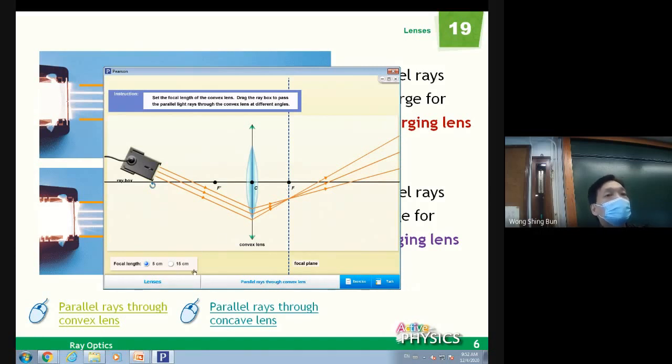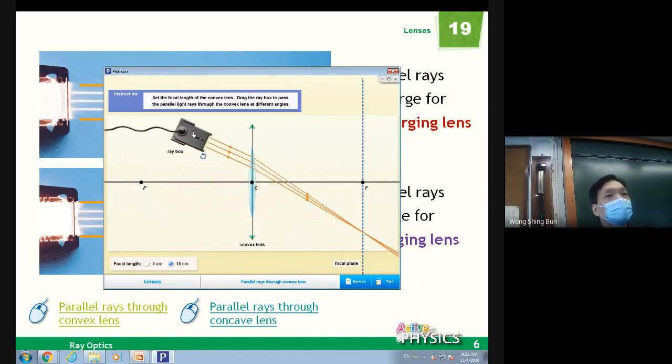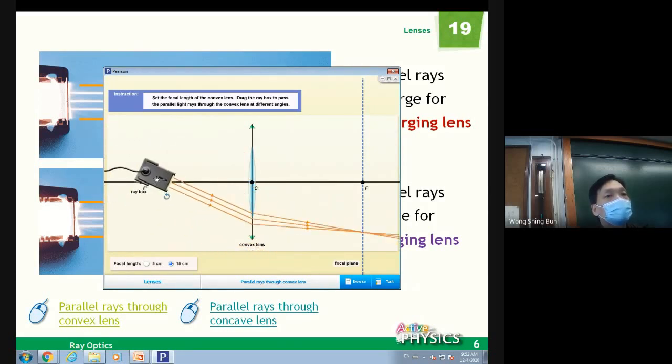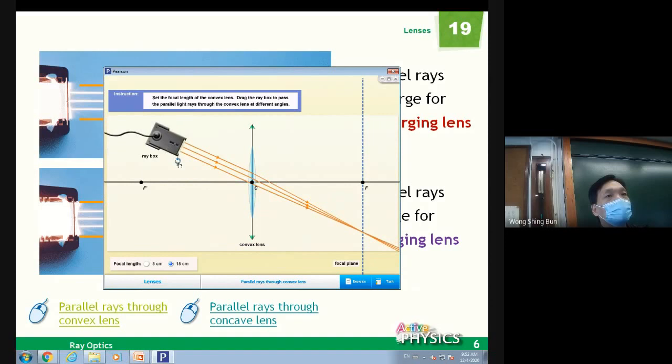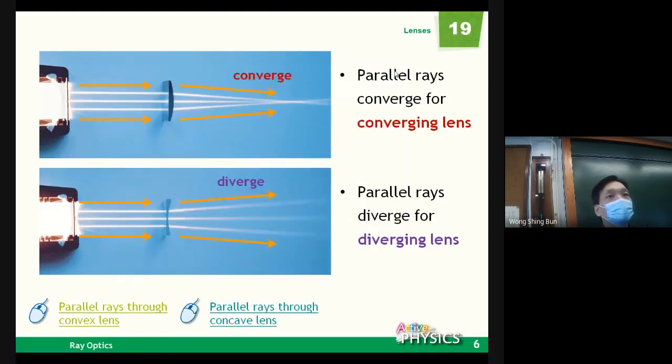Okay. Now, how about a 15 cm focal length? Here. Can you see it? Exactly. And then turn it back. Okay. That's all. This one is the convex lens.